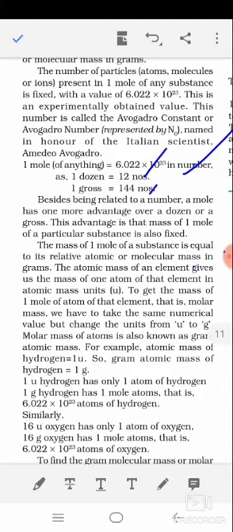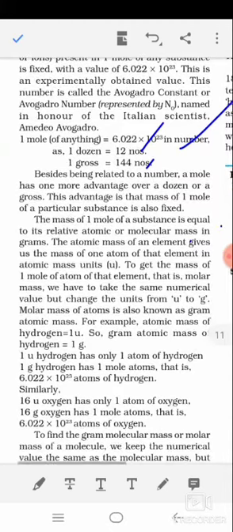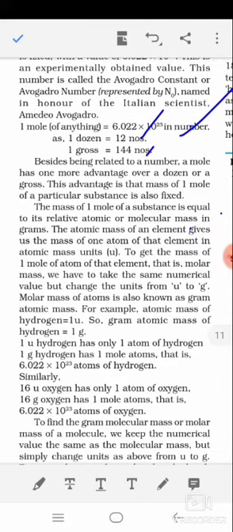Suppose you have 1 mole of water. 1 mole of water contains 6.022 into 10 raised to 23 water molecules. The mass of 1 mole of water is always 18 gram. Suppose you have 2 moles of water, then what will be the mass? 2 into 18 gram. That means for each and every particular compound, the mass of 1 mole is always the molecular mass.